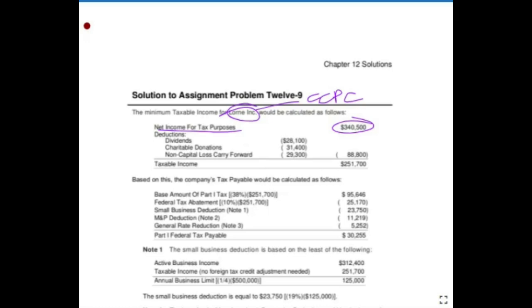Now, that income itself, we are told, is made up of $312,400 of active income.